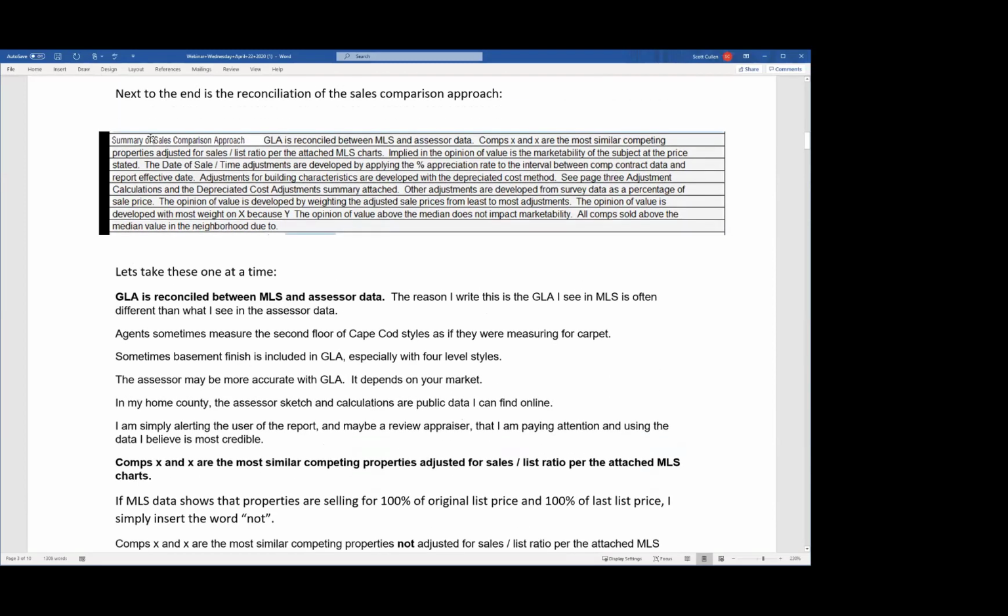Okay, here's my summary of sales comparison approach. GLA is reconciled between MLS and assessor data. Here's the percentage adjustments for the market comps. Here's the market time comps. Adjustments for building characteristics are developed with depreciated cost method, period. See page 3, adjustment calculations, and the depreciated cost adjustment summary attached. That's all I say about it.